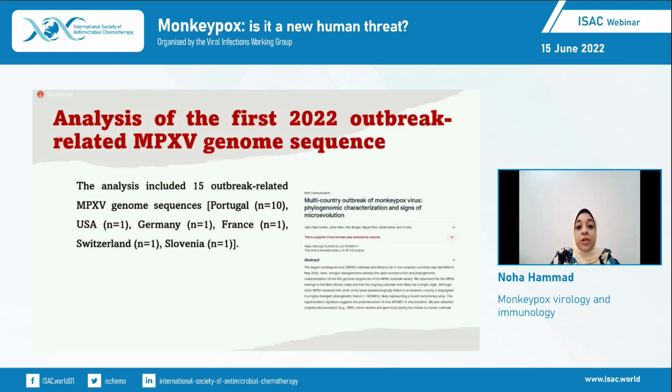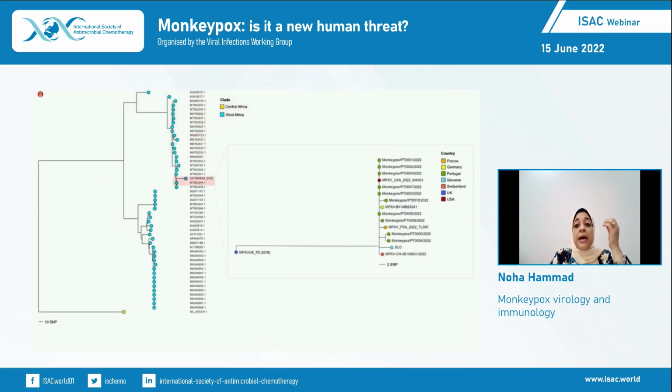Analysis of the first 2022 outbreak-related monkeypox virus genome sequences, which included 15 genomes isolated from several countries, revealed that the multi-country outbreak most likely has a single origin of the West African clade, which is most closely related to viruses associated with exportation of monkeypox virus from Nigeria in 2019 and 2018, and has been exported to several countries, namely Singapore, Israel, and the United Kingdom.